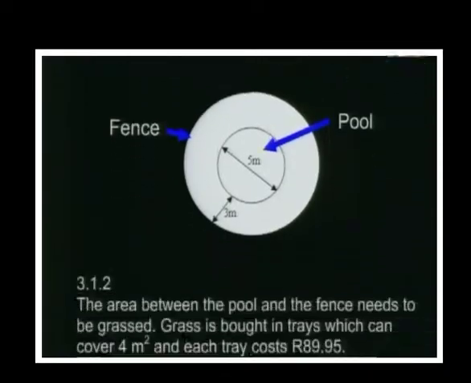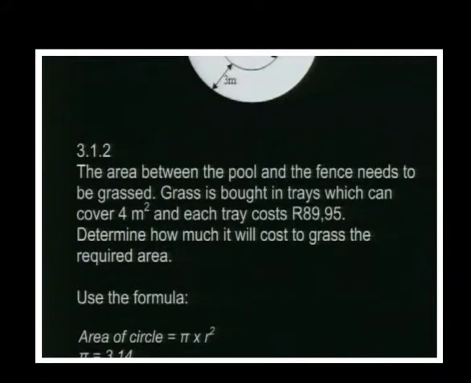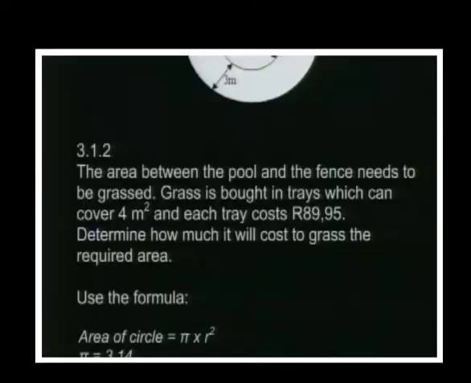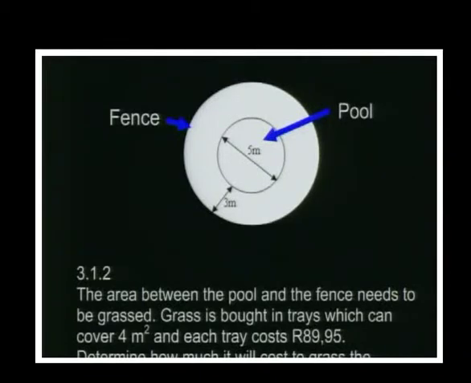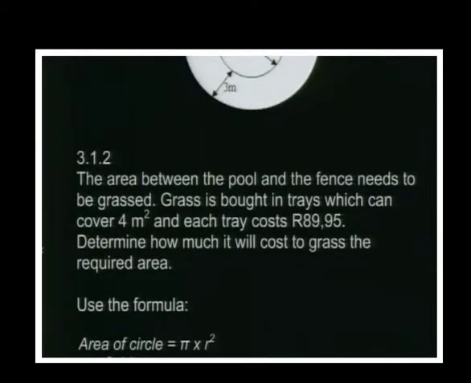So the next question goes on. Now, this is the question that I've really changed, but it's something that I feel an examiner could easily ask you. It's a wonderful question, and I'm going to take it a little bit further. So the area between the pool and the fence needs to be grassed. Grass is bought in trays which can cover 4 meters squared, and each tray costs 89 Rand 95 cents. Determine how much it'll cost to grass the required area.